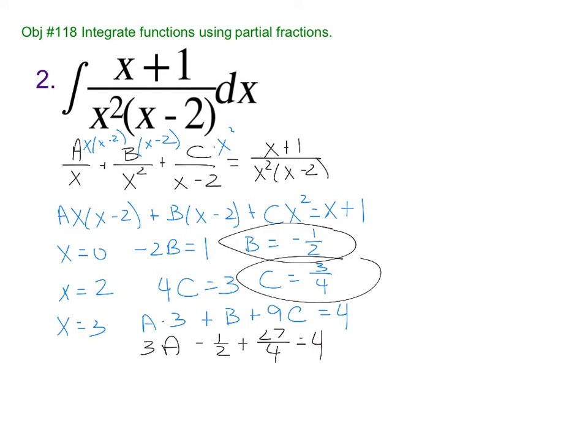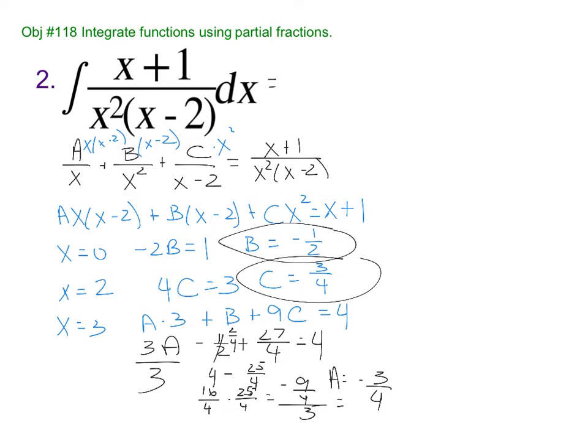Oh, that was not a good idea. All right, so this is 2 over 4. So we get 25 over 4. 16 over 4 minus 25 over 4 is negative 9 over 4. And then we have to divide by 3. Negative 3 over 4. Ugh, that was annoying. Oh well. So A is negative 3 over 4.